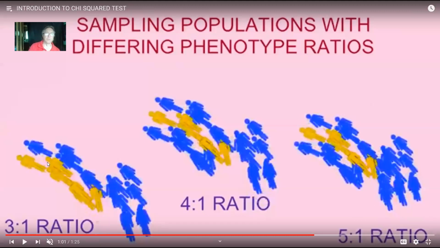And after a certain point, you would say, no, this is a bigger difference from your expected than what you would get 95% of the time. So once it's a bigger difference from your expected than you would get 95% of the time sampling a population where it was a 3-to-1 ratio, we say something else is going on. And so you have to reject your hypothesis.